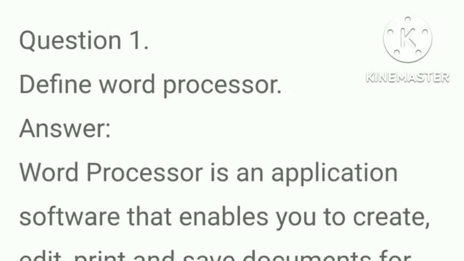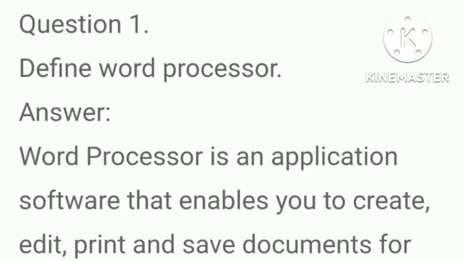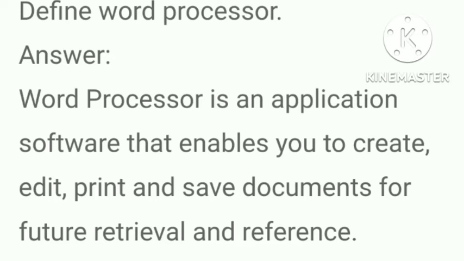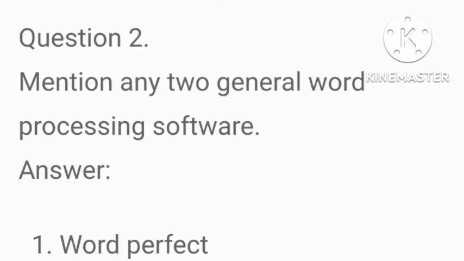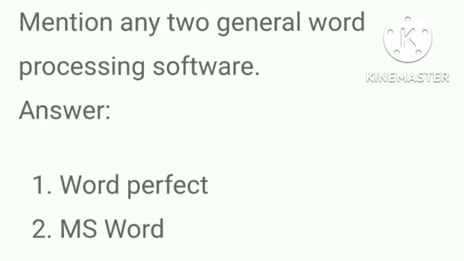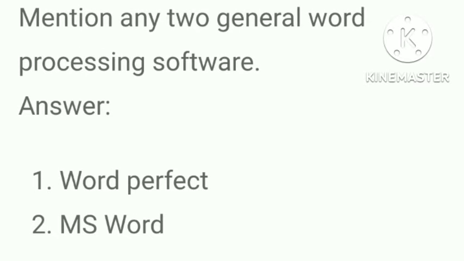1 mark question answers. Define word processor. Answer. Word processor is an application software that enables you to create, edit, print and save documents for future retrieval and reference. Mention any two general word processing software. Answer. Word Perfect, MS Word.